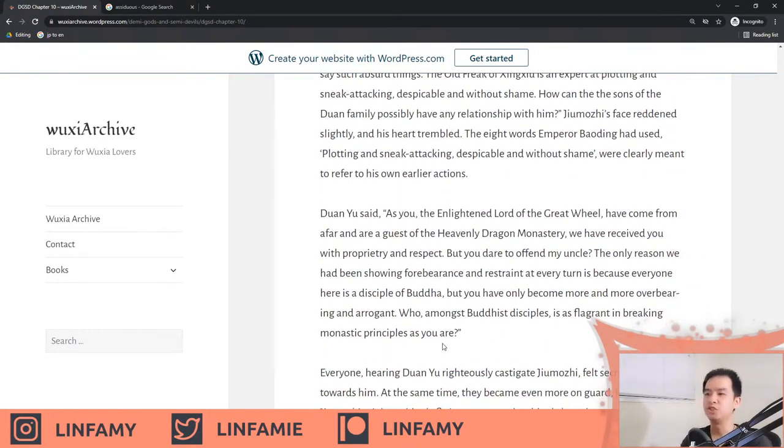Duan Yu said, "As you, the enlightened lord of the Great Wheel, have come from afar and are a guest of the Heavenly Dragon Monastery, we have received you with propriety and respect, but you dare offend my uncle? The only reason we had been showing forbearance and restraint at every turn is because everyone here is a disciple of Buddha, but you have only become more and more overbearing and arrogant. Who amongst Buddhist disciples is as flagrant in breaking monastic principles as you are?"